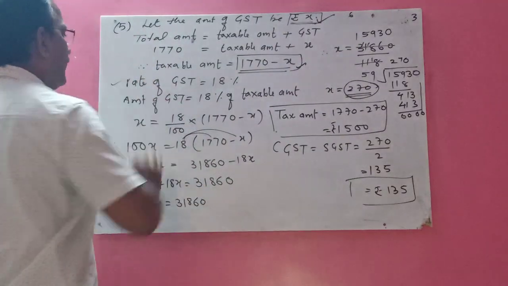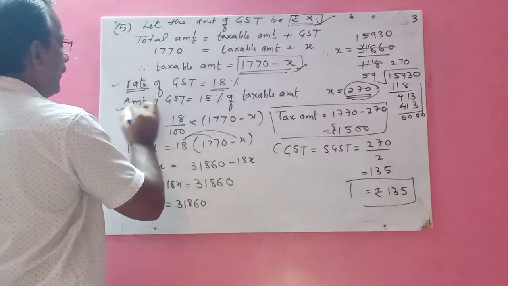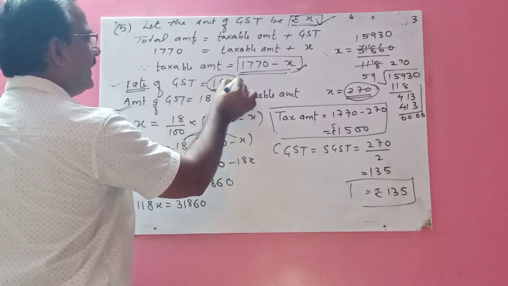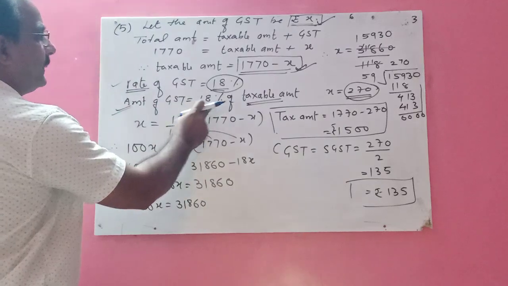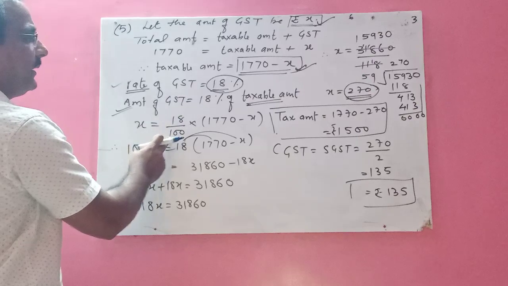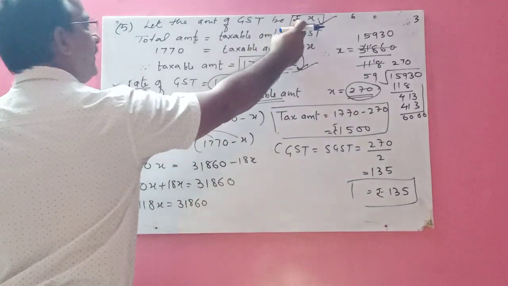As per the question, the rate of GST is given, 18%. Since the rate is given, calculate the amount. Amount of GST is what? 18% of your taxable amount. Okay. So 18% of taxable amount. 18% means 18 upon 100. Taxable amount means this. And the amount of GST we have taken X.